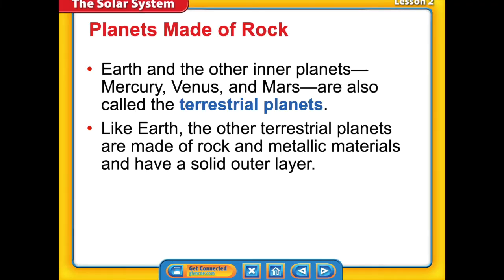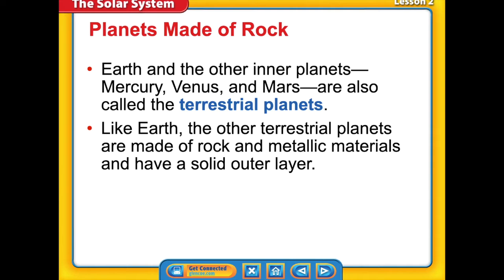Now I'd like to continue on in our notes to the next section about describing the inner planets. And this again is found on page 115 of your science book. Describe the inner planets by completing this diagram. The inner planets are, this first box, also called the terrestrial planets. Like Earth, other terrestrial planets are made of rock and metallic materials. The 4 planets, the missing word, is closest to the sun.